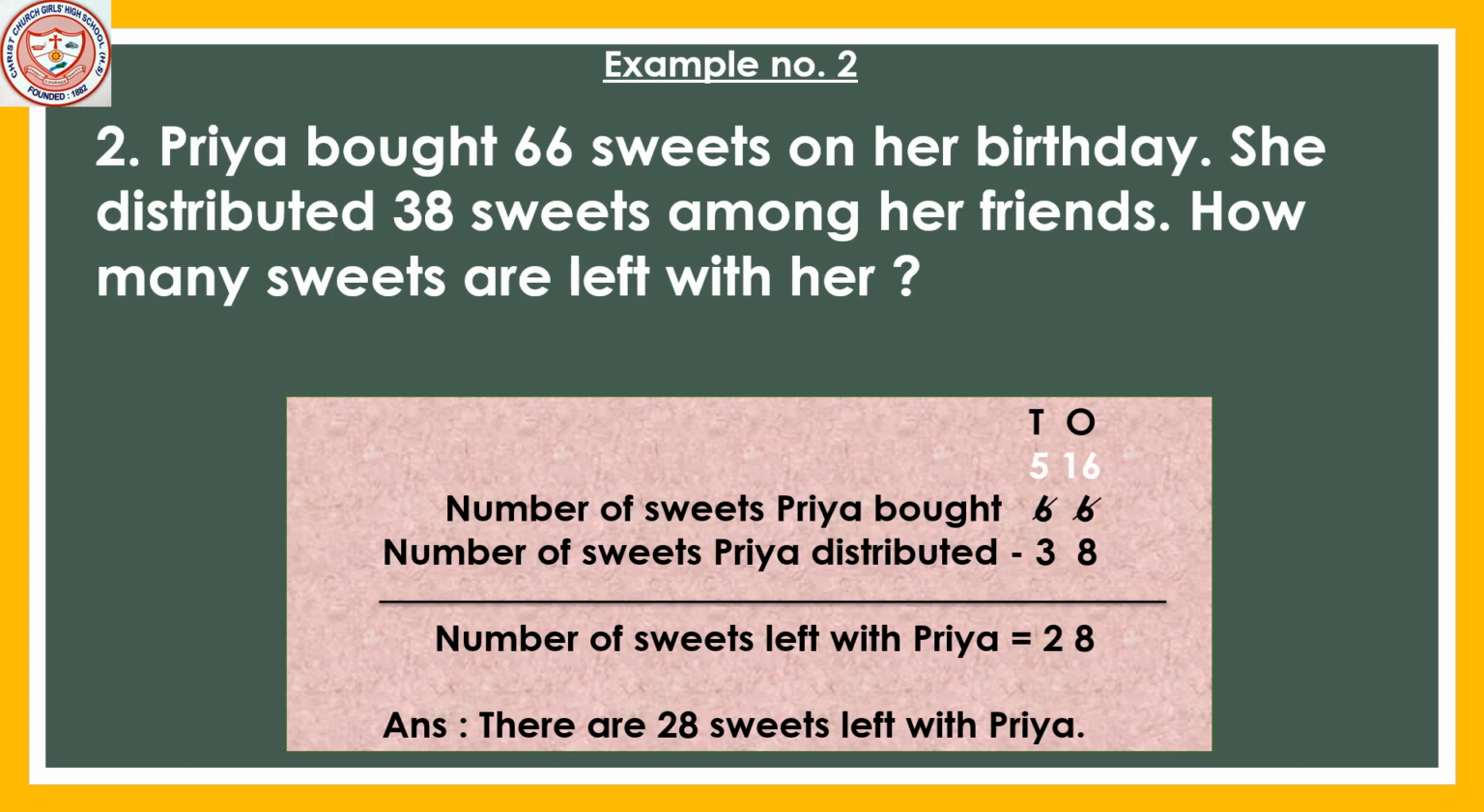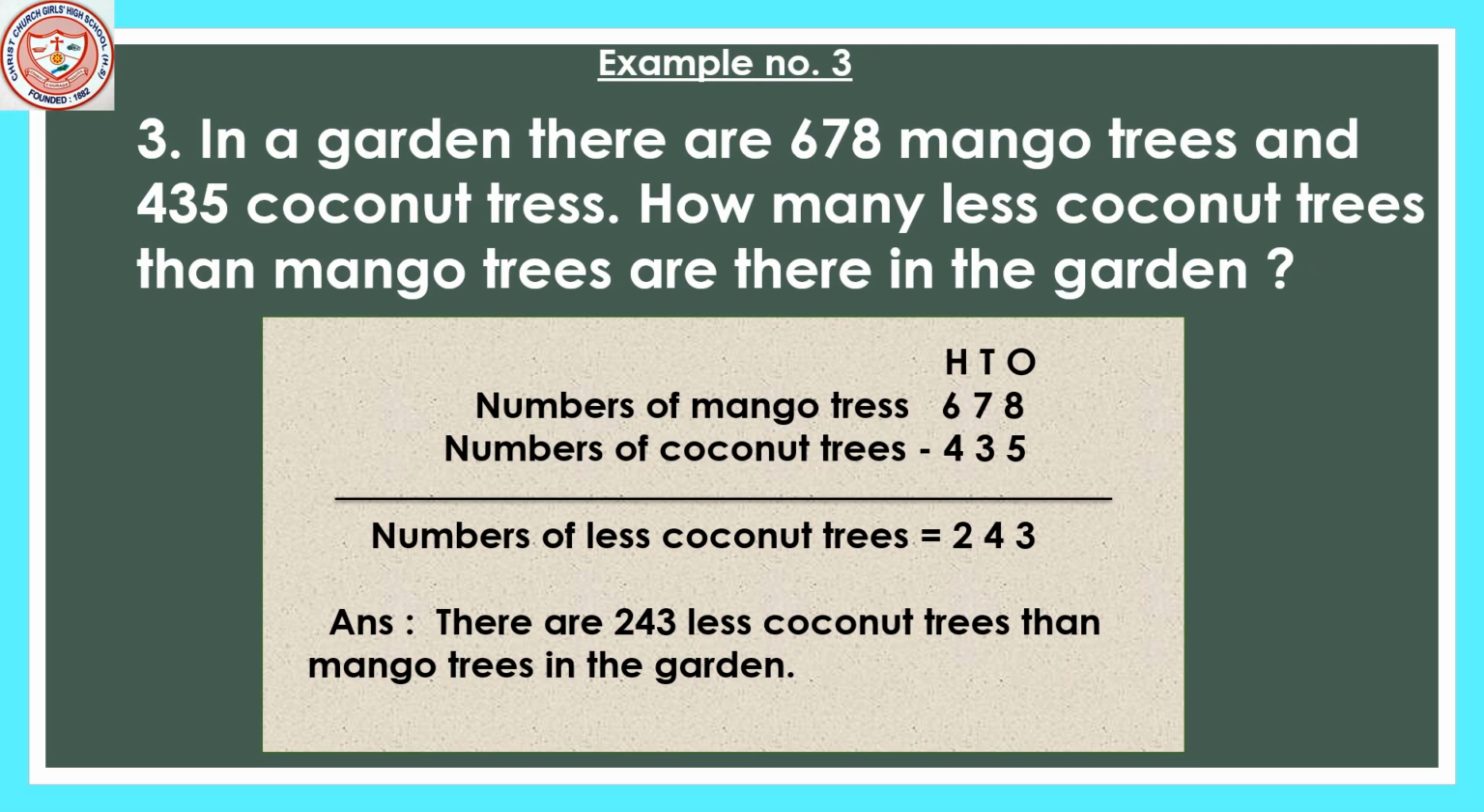Now, example number 3. In a garden, there are 678 mango trees and 435 coconut trees. How many fewer coconut trees than mango trees are there in the garden? Now, we have to form the statement. So, the first statement will be number of mango trees, 678.